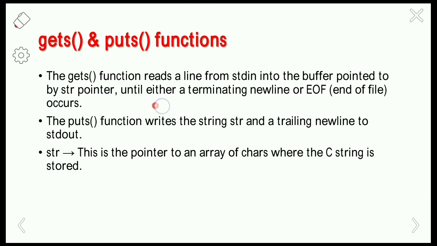The drawback of the scanf function is that it cannot read spaces and new lines. The gets function overcomes it. It will read a string until a new line or end of file occurs, that is, until the enter key is pressed, it reads the entire string. The puts function writes the string and a trailing new line to standard output. So whatever is given as input through the gets function will be displayed on the screen through the puts function.